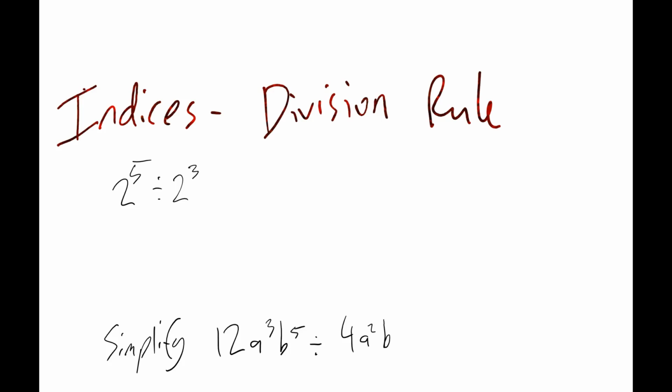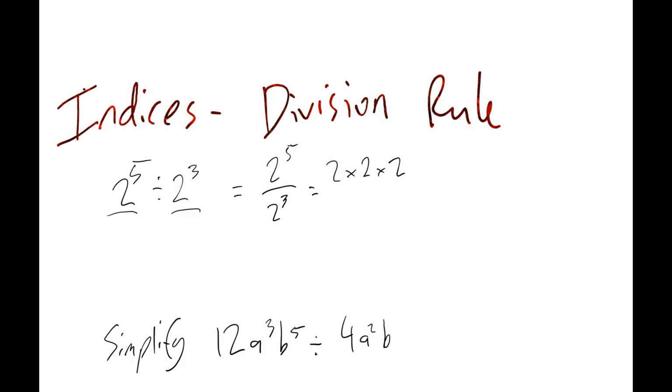Okay, we're going to look at our next index rule, the division rule. So let's take a look. We've got 2 to the power of 5 divided by 2 to the power of 3. Well, let's write that like this: 2 to the power of 5 divided by 2 to the power of 3. And if I go ahead and expand that, that looks like this.